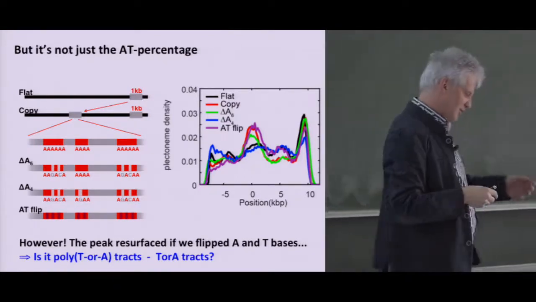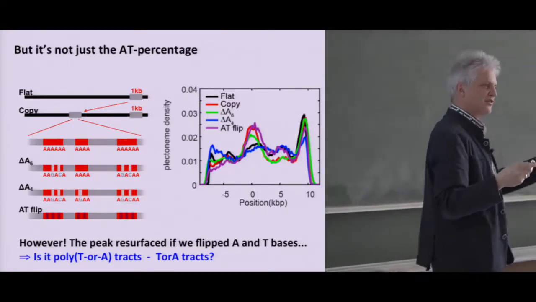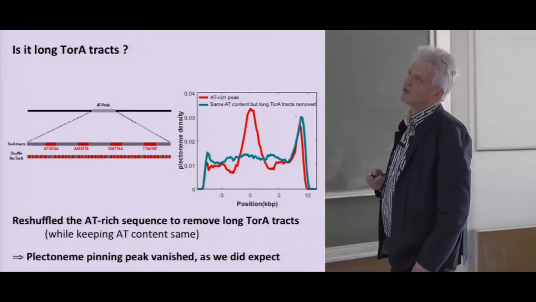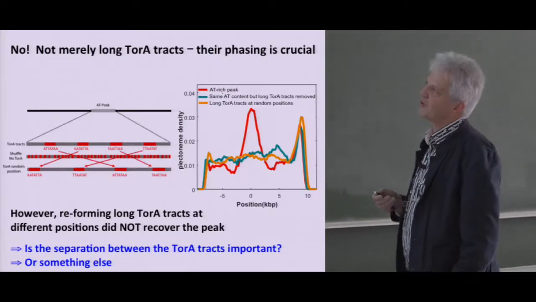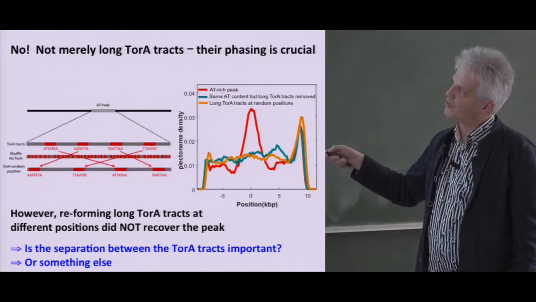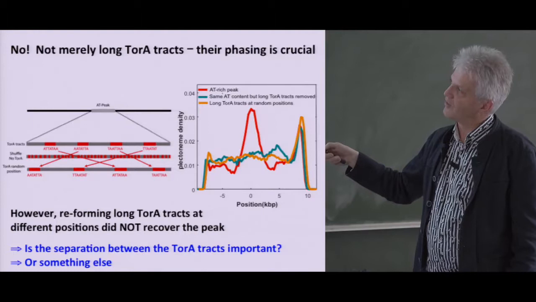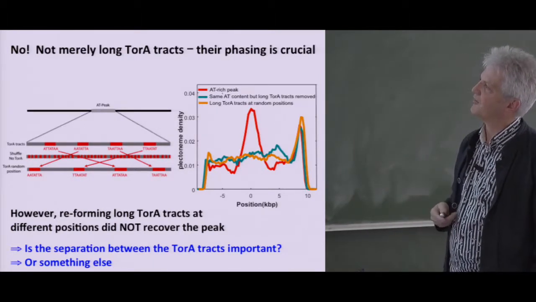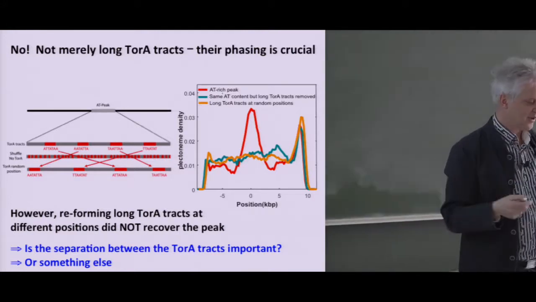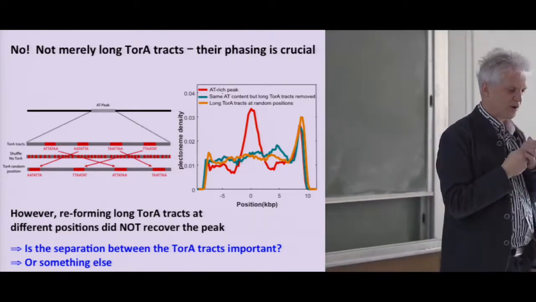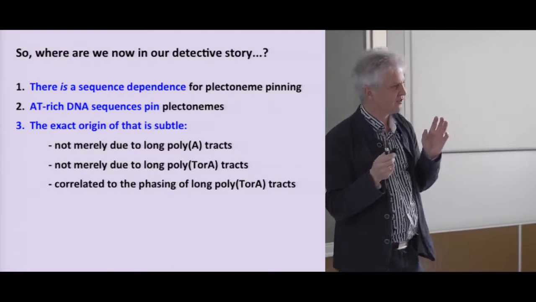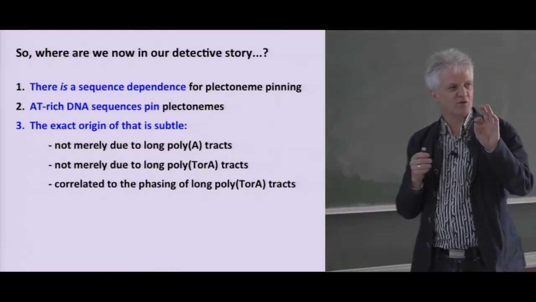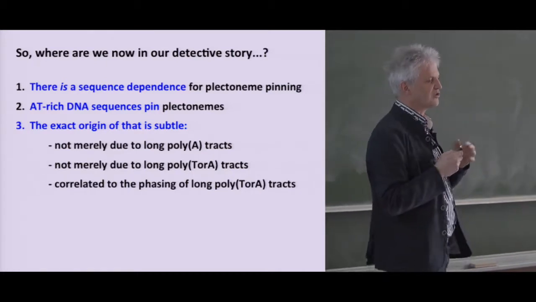So we thought maybe it's just the presence of AT base pairs rather than poly A tracts there. But then we got even more confused because we tested more controls. For example, we shuffled these AT track regions to other positions, and then basically the peak would vanish. So we're actually quite puzzled at some point. We clearly see a sort of DNA sequence dependence, and the exact origin of that has to relate with AT base pairs, which is quite subtle.